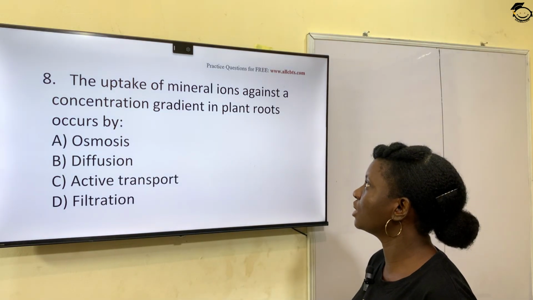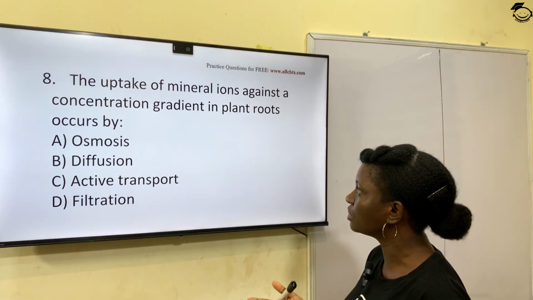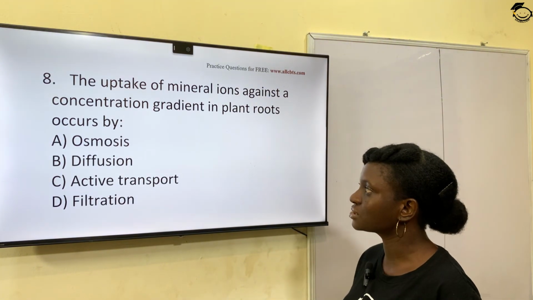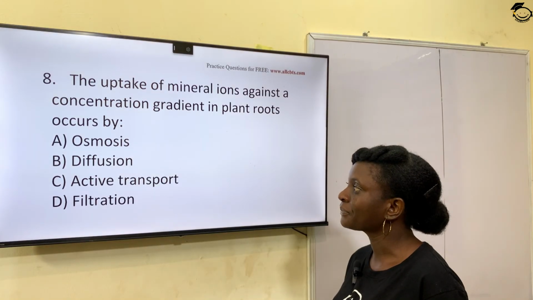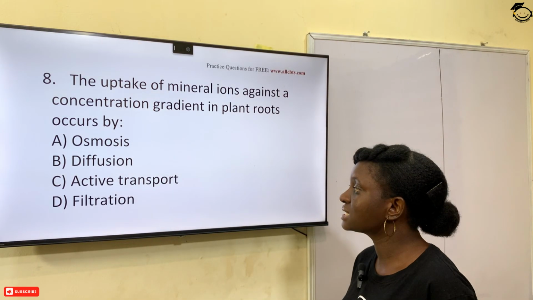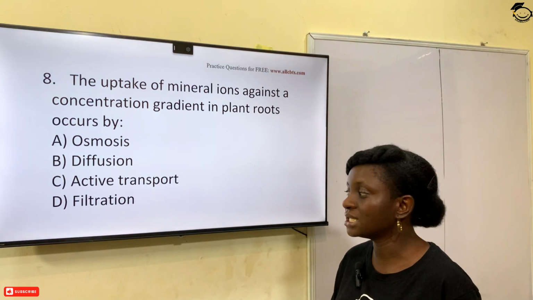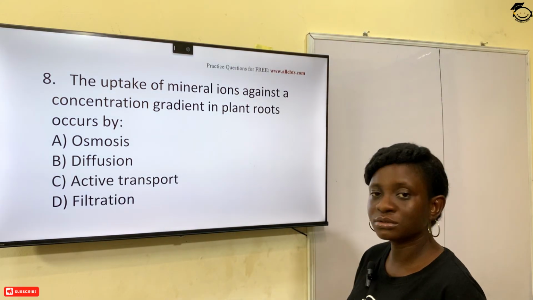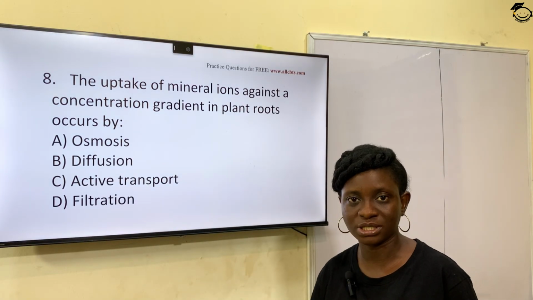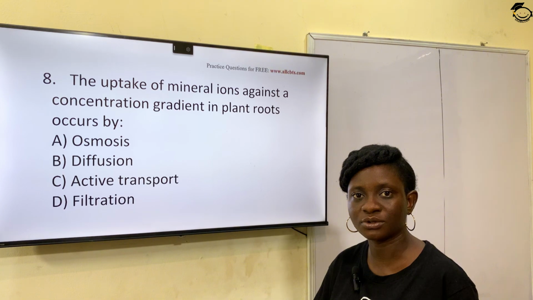Question 8. The uptake of mineral ions against a concentration gradient in plant roots occurs by option A, osmosis, B, diffusion, C, active transport, D, filtration. So imagine a plant trying to draw nutrients, roots drawing nutrients from the soil.